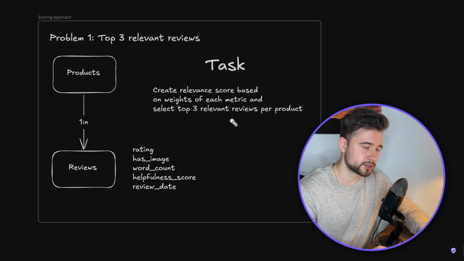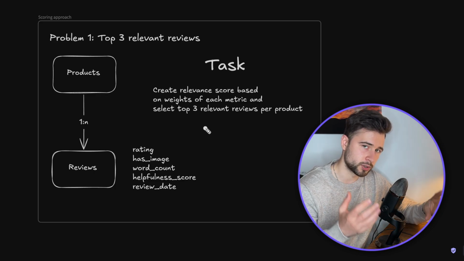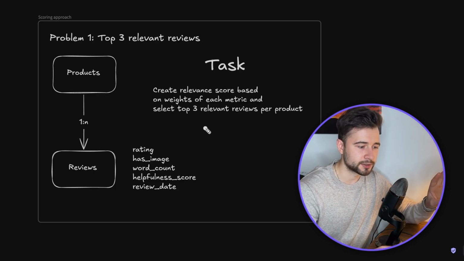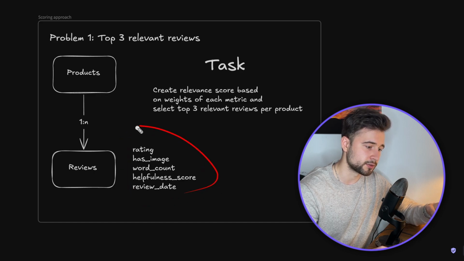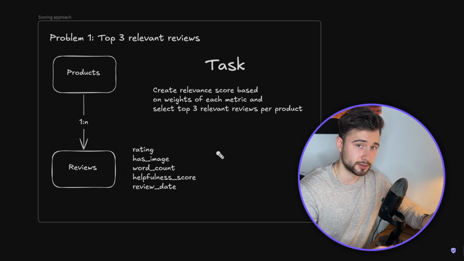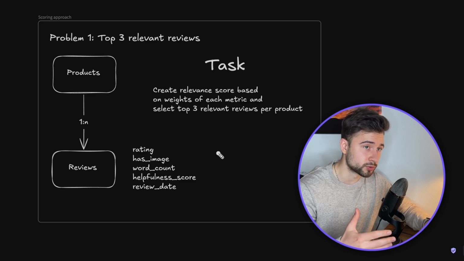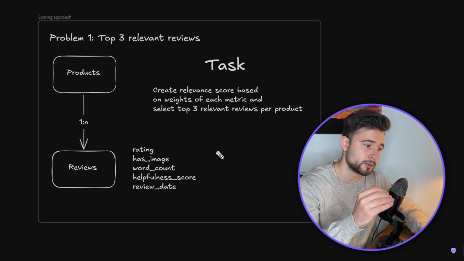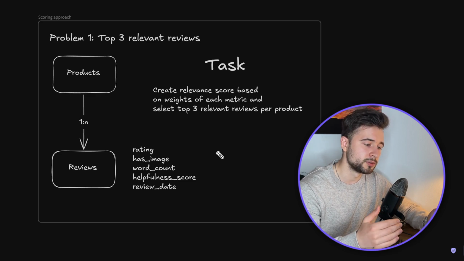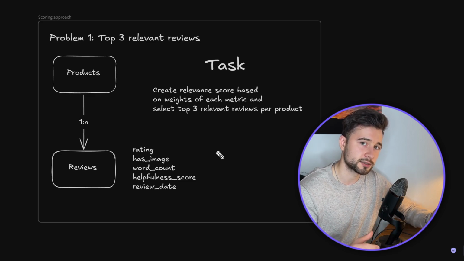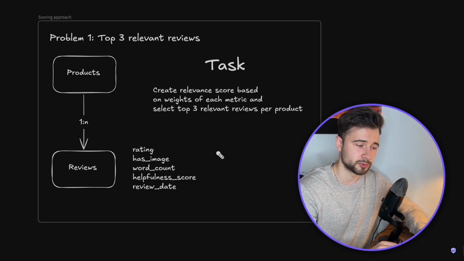And our task is to come up with the relevance score and select the top 3 reviews based on the relevance score. By relevance, I mean the combination of different dimensions, different metrics that a review has, to select the most useful reviews, because a review with the highest score doesn't mean that it's the best review, or a review with just the longest text also by itself doesn't mean that this is the most helpful review.